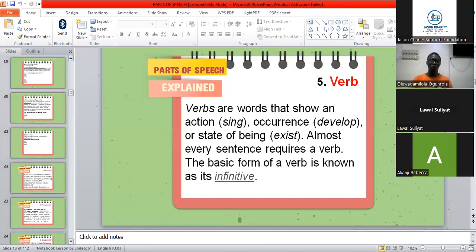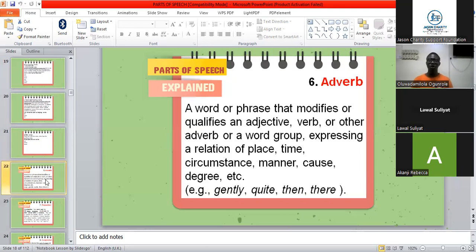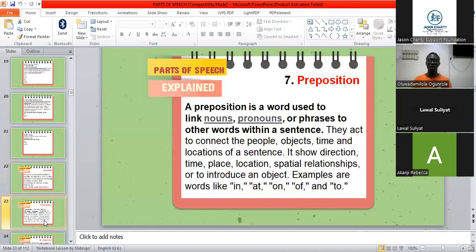Moving on quickly, we also discussed the adverb, and said an adverb is used to modify or qualify an adjective, a verb, and other adverbs or any other word that may need it in things you are trying to express or you are writing. And then we said we have an adverb of place, of time, of circumstance, of manner, and proceeding from there we talked about the preposition.